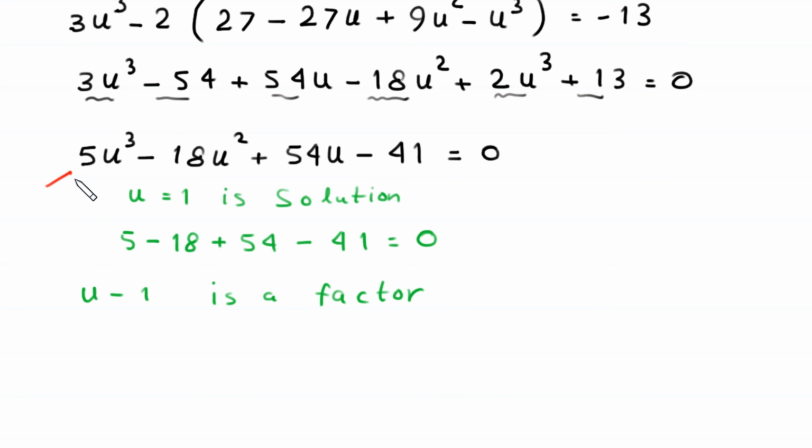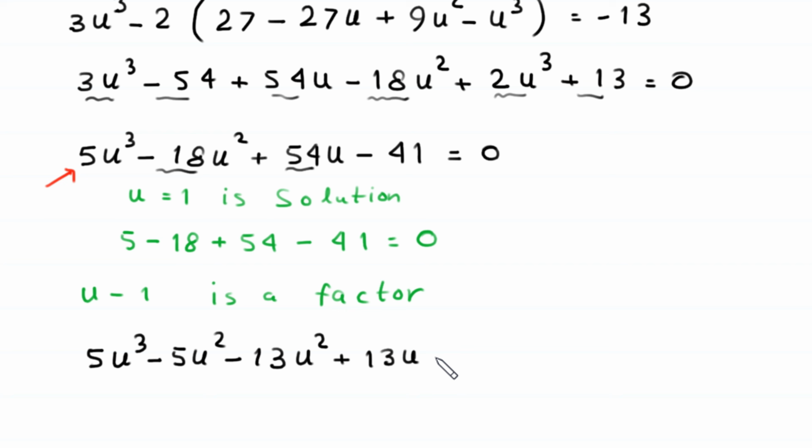So we can rewrite this equation as 5u cubed. We write this negative 18u squared as negative 5u squared minus 13u squared, and we write this 54u as plus 13 times u plus 41 times u minus 41 equal to 0.